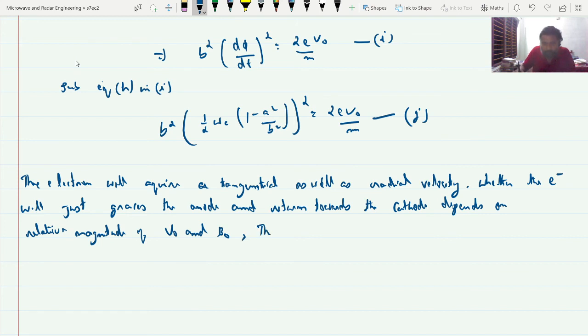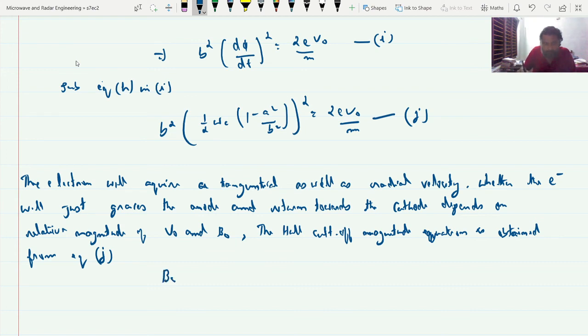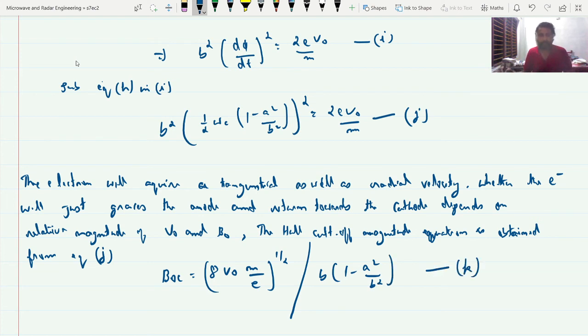Okay. So the Hull cutoff magnitude equation is obtained from equation J, that is B naught C is nothing but 8 V naught, just substitute it, one, m by e raised to 1 by 2, divided by b into 1 minus a square by b square. Call this equation K. Okay.